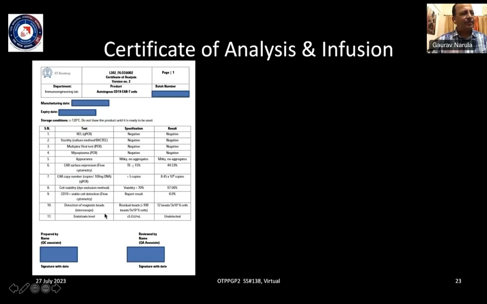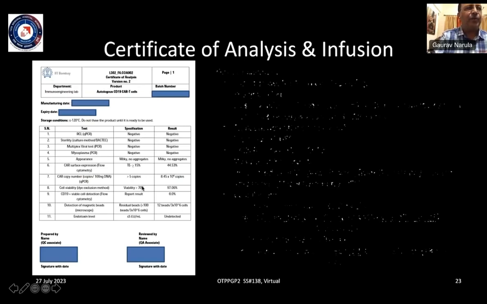And then endotoxin. So that is a test. And the rest are, of course, related to the identity of the CAR T cells, which we just need to broadly understand. We'll not go into specifics. And this is, of course, the viability. So it needs to be about 70%, and in this case, it is 97%. So we have a very good product over here, which is sort of ready to go.